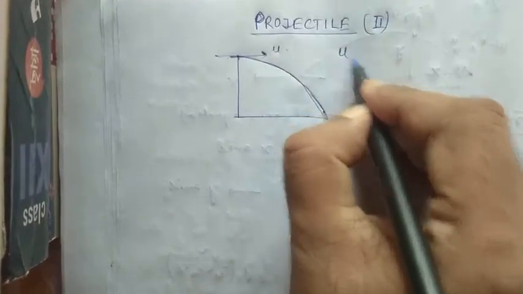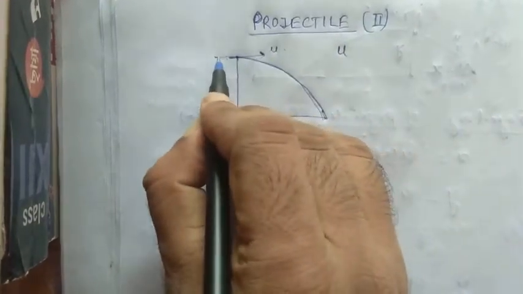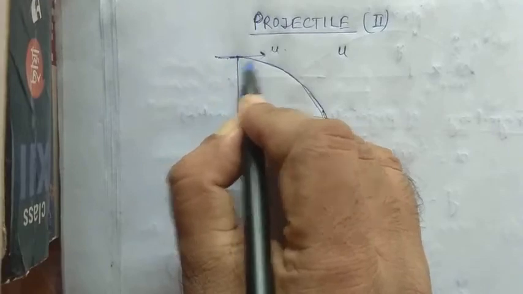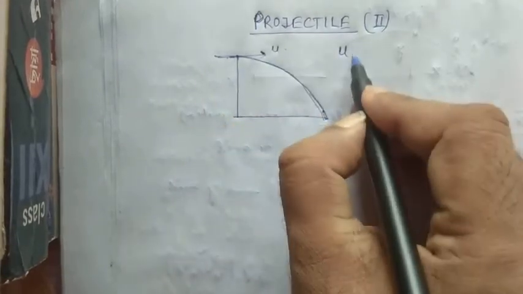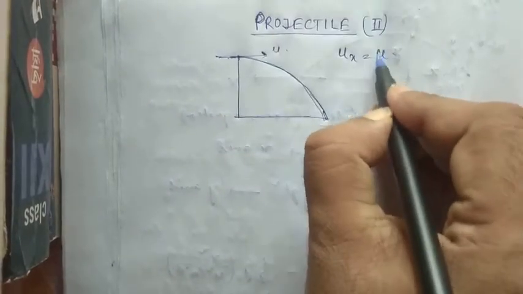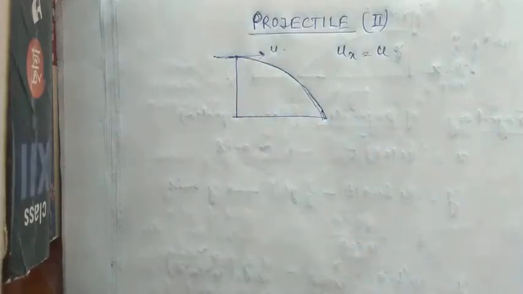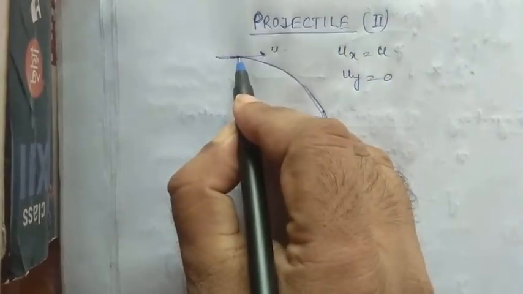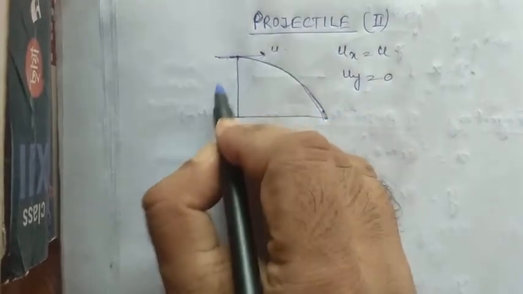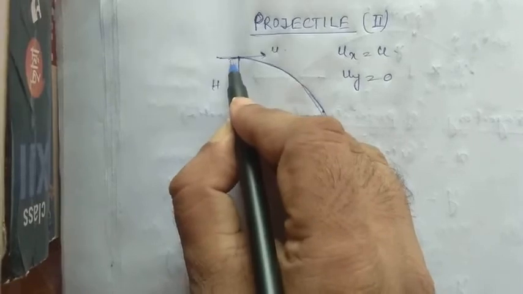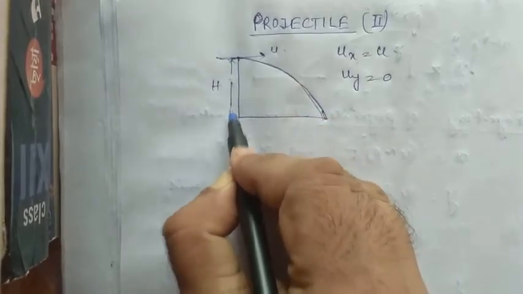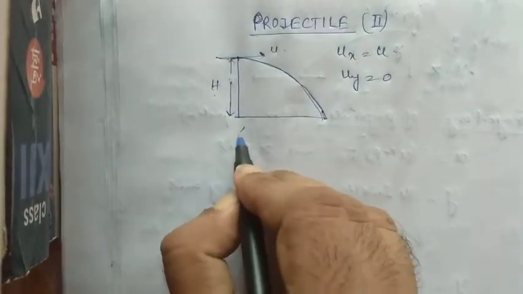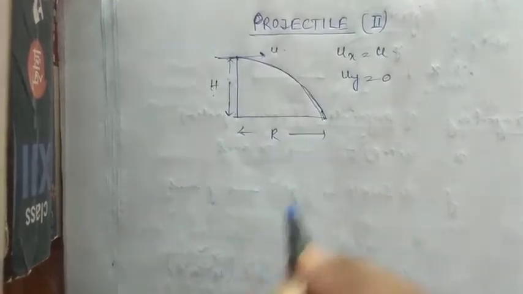So the velocity of the food packet initially was the same as that of the plane. Now ux is equal to u. The velocity along the x direction was u. Now the velocity along the y direction was 0 because there was no component of velocity along this direction. The height of fall of the particle is h and the range of the particle is r.